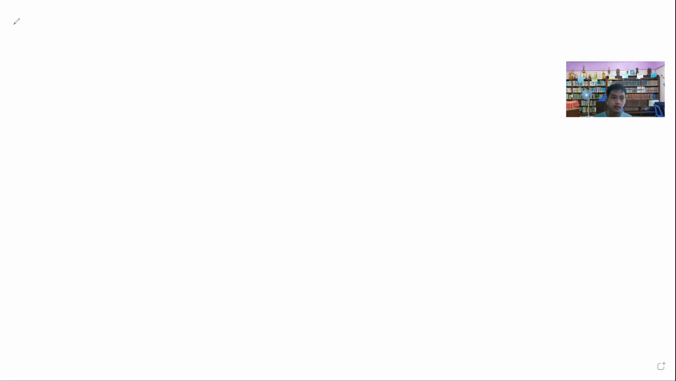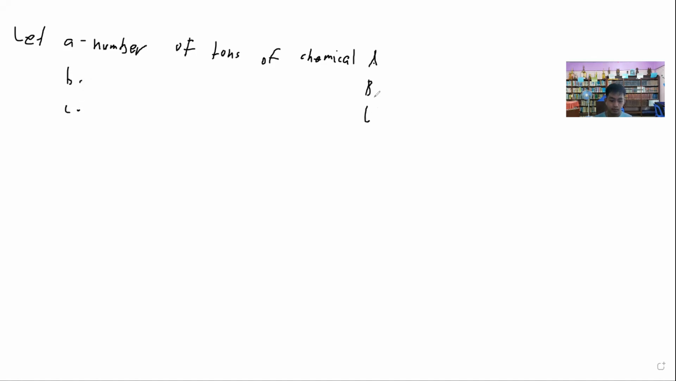So first, let A be the number of tons of chemical A, and so with B and C, then gumawa tayo ng table natin.